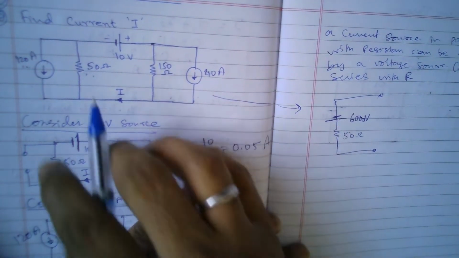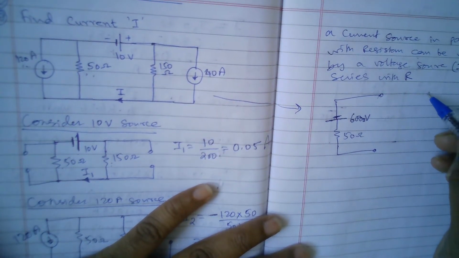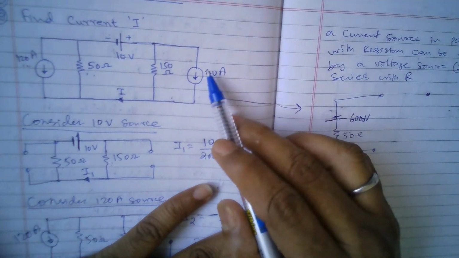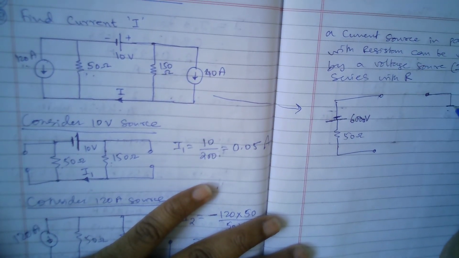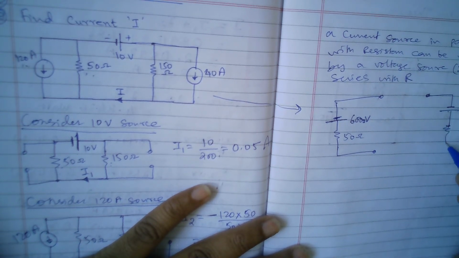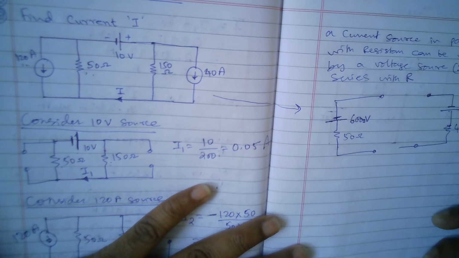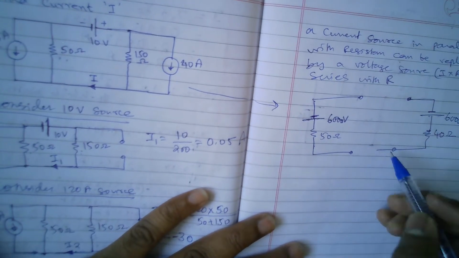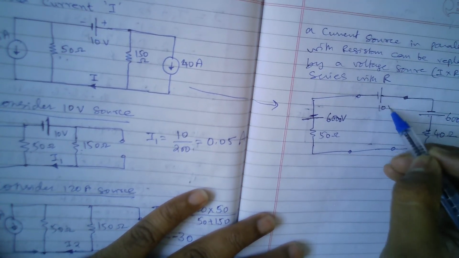This is the replacement of the left side part of the network, and on the right side part of the network we have another replacement. What is 40 into 150? Again it happens to be 6000, so 6000 volts, and then 150 ohms is the resistance. So this is on the right side part of the network. Now these two can be combined, and here we have a 10 volts supply.